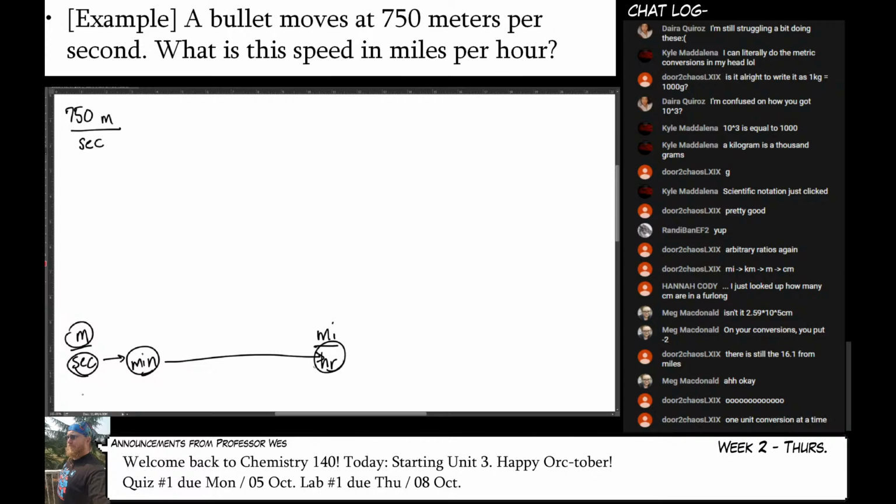How many seconds are in a minute? That's easy enough. We know that one. And then how many minutes are in an hour? 60 minutes is an hour.